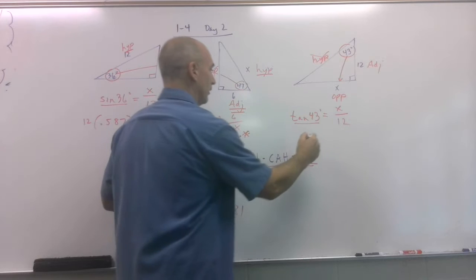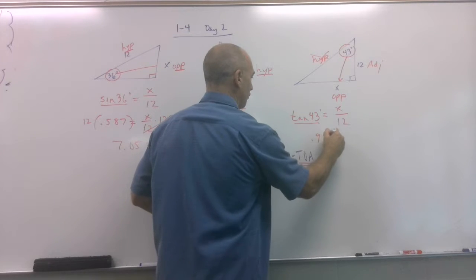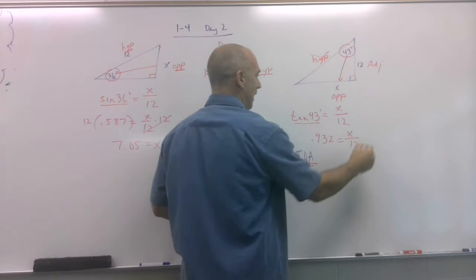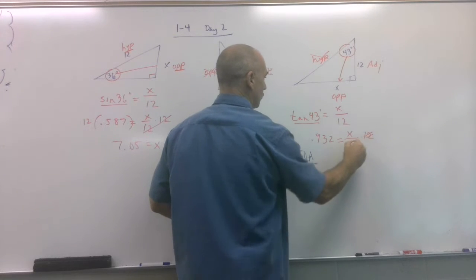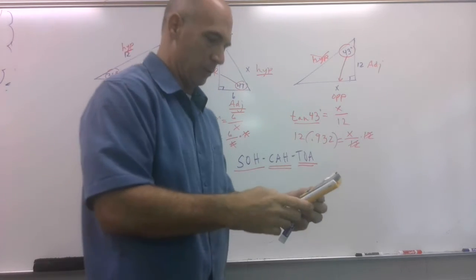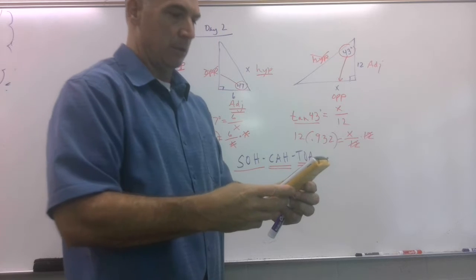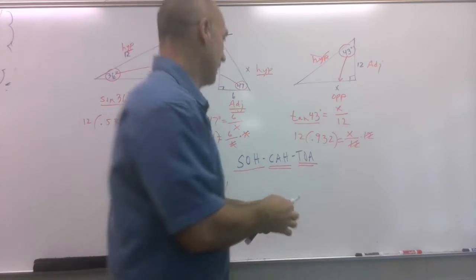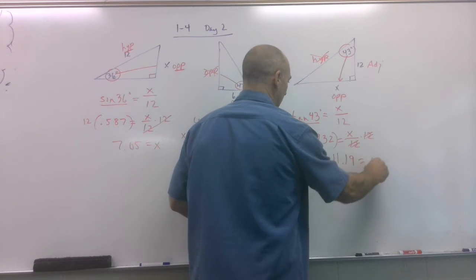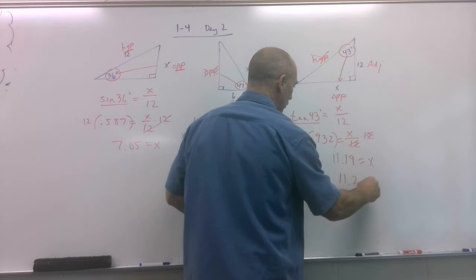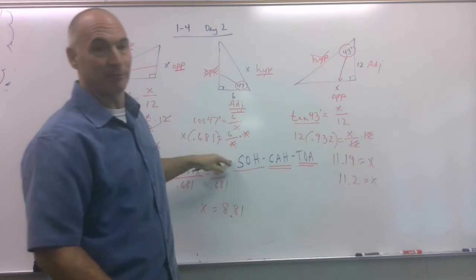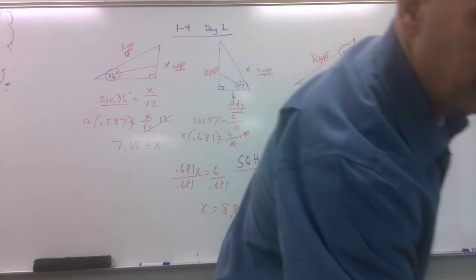0.932. So that is 0.932 equals x over 12. This time, x is not in the denominator, so I just multiply this side by 12, multiply that side by 12, and here we go. 11.19. So 11.19 equals x. If somebody went 11.2, that's okay. The bottom line is, you know how to use the trig. All right, there's more coming.